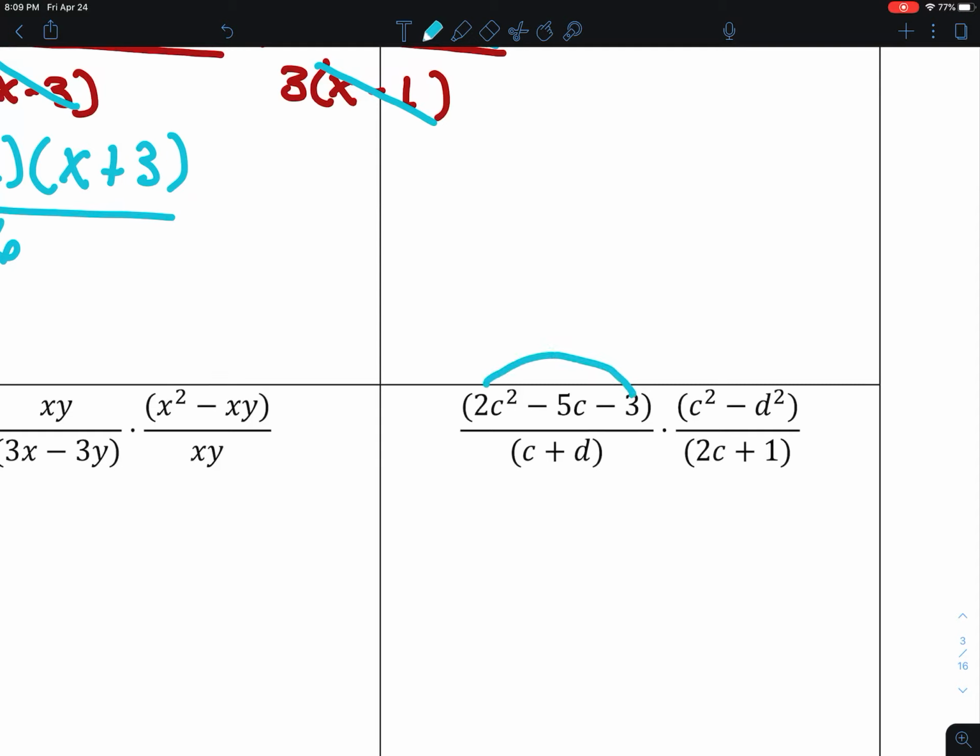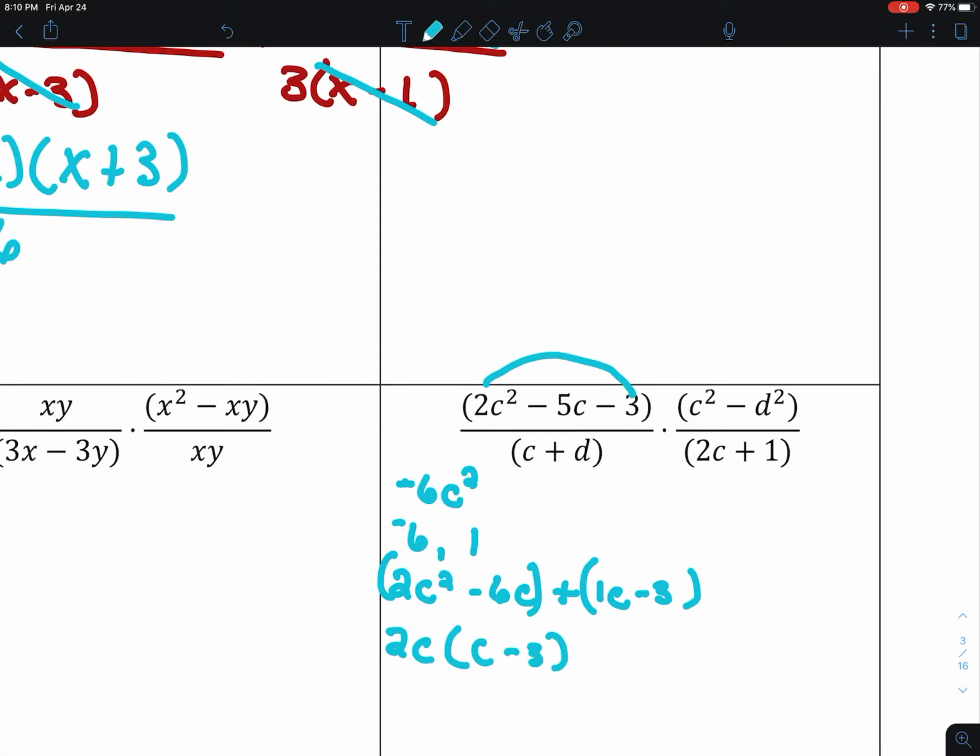So I have to do 2c squared times negative 3 is negative 6c squared. And then what two numbers can I multiply to get negative 6 and add to get 5? That would be 6 and 1, with the 6 being negative. So this is 2c squared minus 6c plus 1c minus 3. And then we'd factor that by grouping. What's the GCF here? It's 2c, and I'm left with c minus 3. And the only thing I can factor out there is a 1, so I'm left with c minus 3.